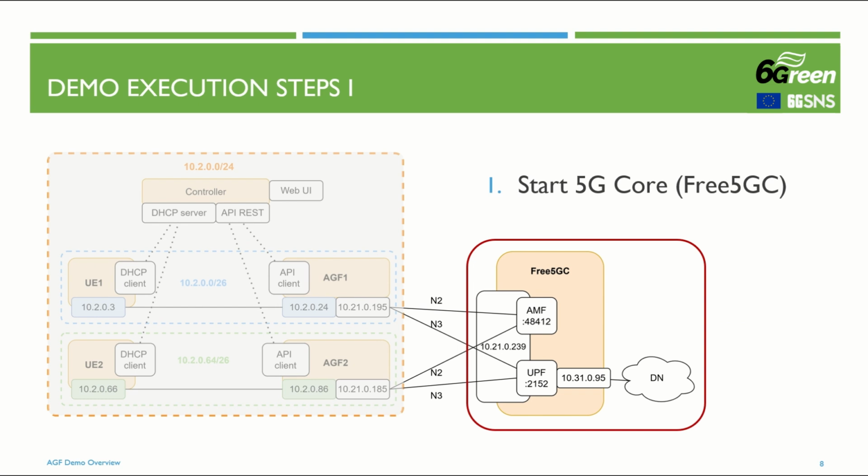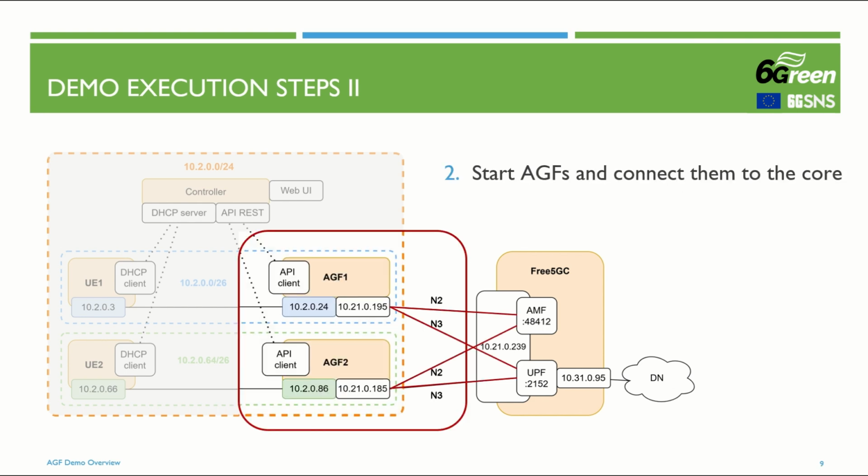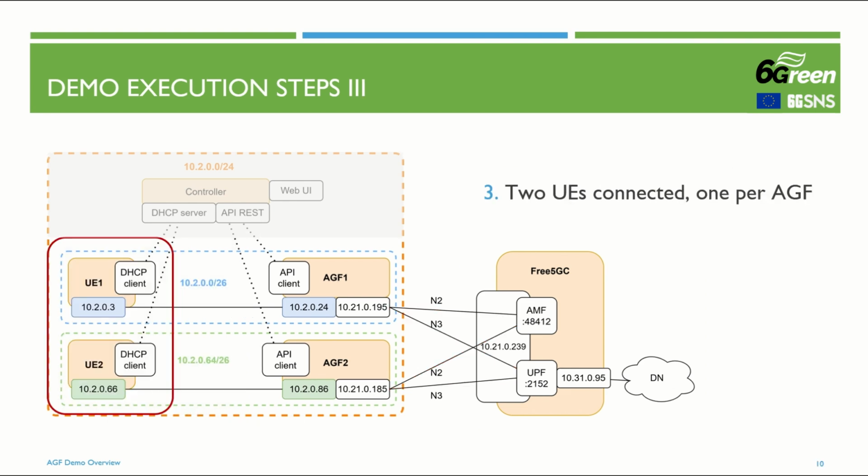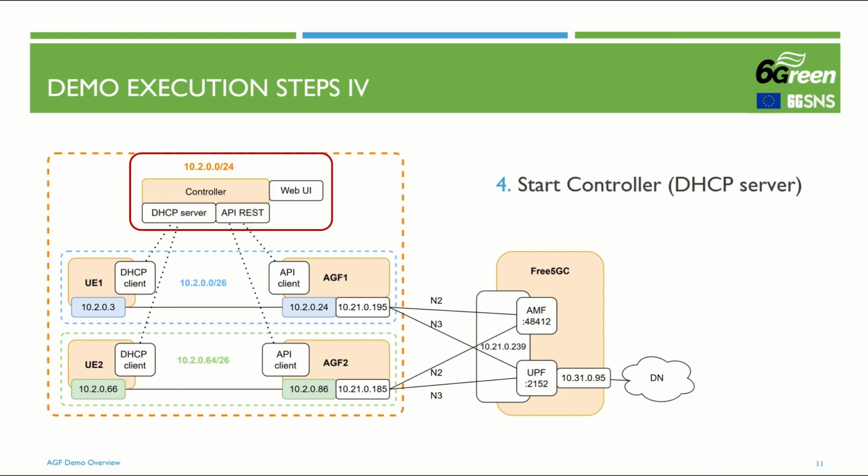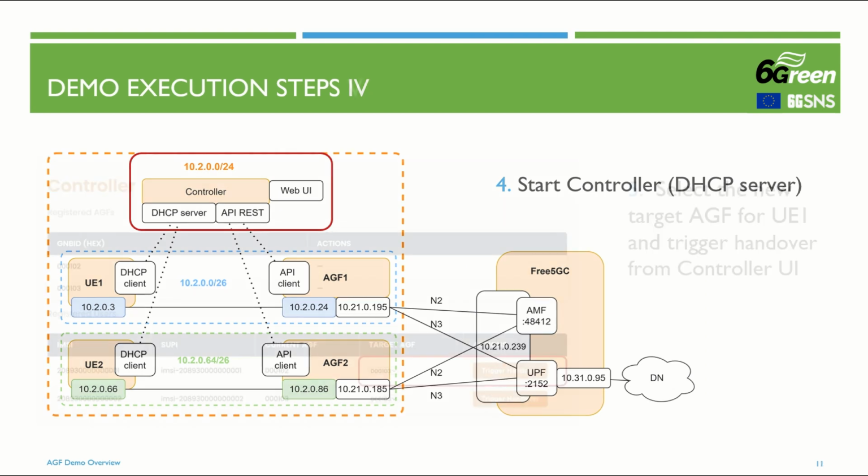The process involves 7 steps. First, we start the 5G core using free5GC. Second, we launch both AGF instances and connect them to the core. Third, we connect the user equipment. UE1 connects through AGF1 and UE2 through AGF2. Fourth, we start the central controller and its DHCP server.